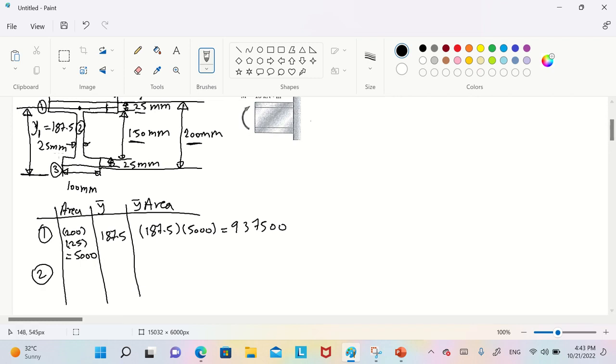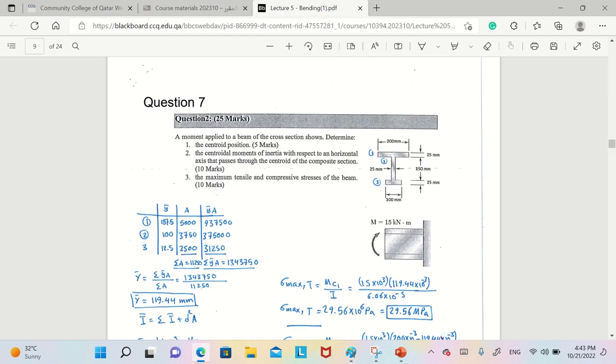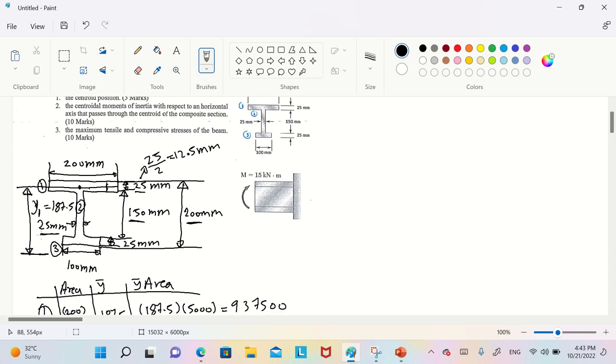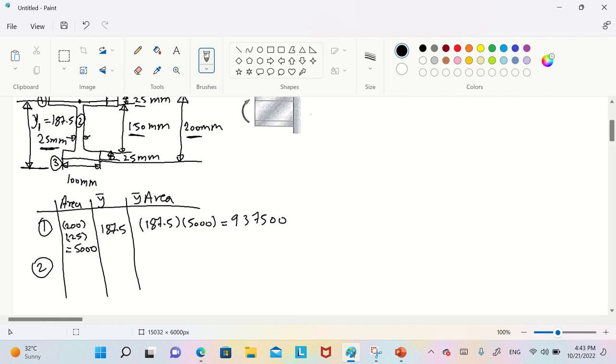The same as the second one. The base, as you see here, is 25. So 25 multiplied by the height of the second one. The height of the second one is 150, from here to here. You will get 3750.